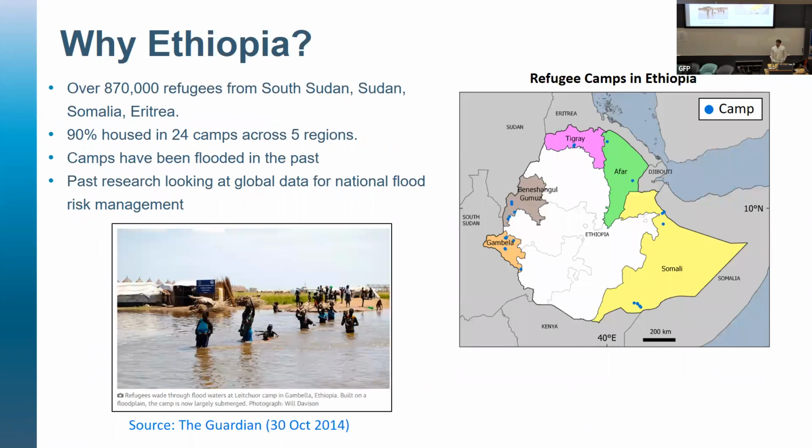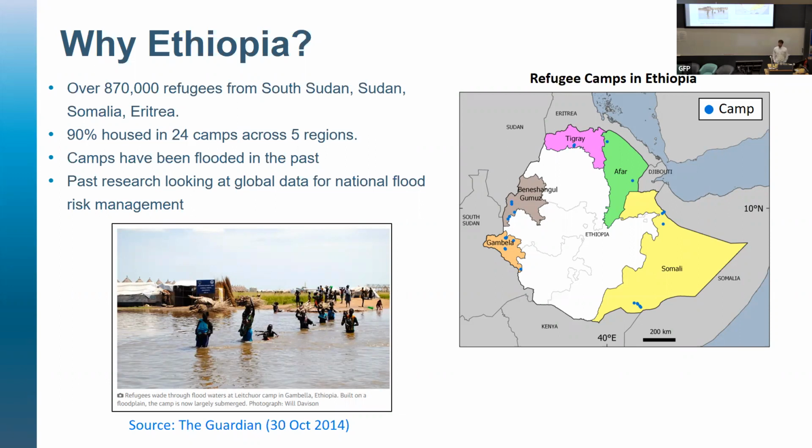We use Ethiopia as a test case for our study. There were a number of reasons why we chose to do this study in Ethiopia. Firstly, it has the third largest refugee population in Africa. Nearly 900,000 refugees are housed from surrounding South Sudan, Somalia, and Eritrea. And most of these refugees live in 24 camps throughout the country.